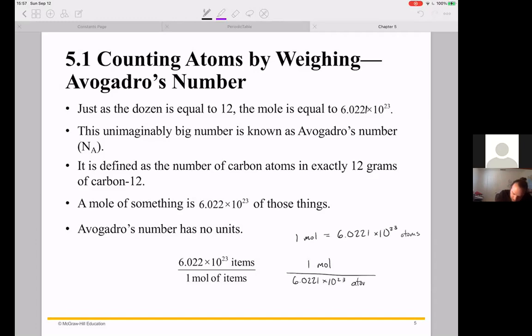Say atoms, because that's what we're going to be talking about at first. So this is how we're going to use this in our math now: as a conversion factor. This will help us go from number of moles to number of actual atoms, or from number of atoms to number of moles. And again, atoms is what we're going to be talking about at first. That's what I want to emphasize here.